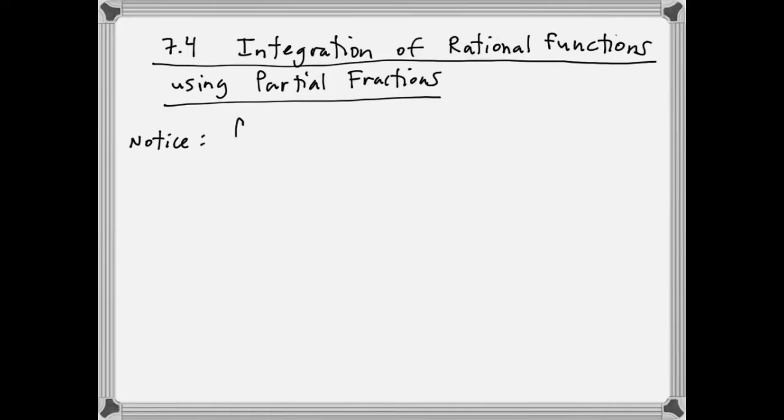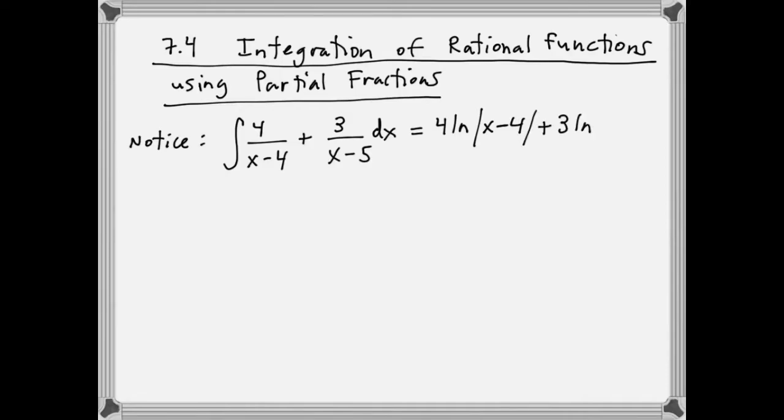Notice that if I were to ask you guys to integrate, for example, 4 over x minus 4 plus 3 over x minus 5, this would not be a difficult integral to do, right? Because we know we have the linear substitution shortcut. And so each of these, because they're linear and the slope is 1, you just end up having the natural log of x minus 4 plus 3 times the natural log of x minus 5, right? Okay, so the integral is not difficult. Of course, we still have a plus c. Let me not forget that.